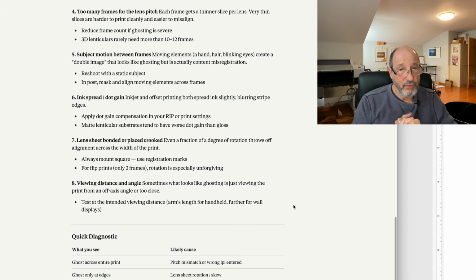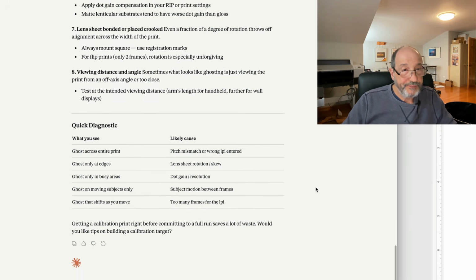Lens sheet bonded or placed crooked, even a fraction of a degree throws off the alignment. Yeah, you don't want your lens crooked. You don't want a lot of these errors, but the point is if you've printed an interlaced file and you have your lens registered and it's still ghosting, what's the cause of that? Usually it's a cause due to contrast between the two pictures, a black against a white, high contrast imagery from one frame to the next. That's the biggest cause, and that's not really even mentioned.